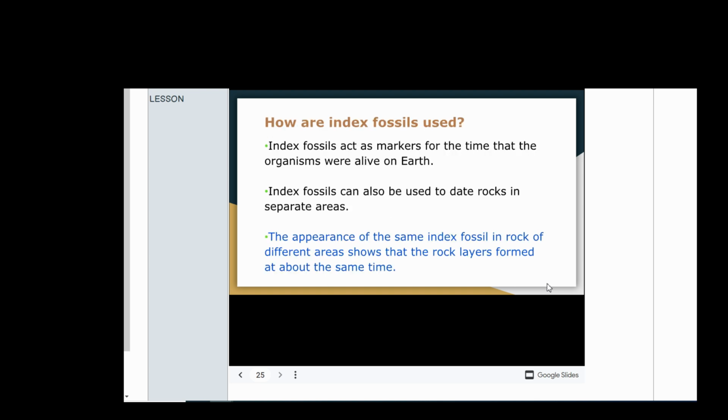They're going to be markers for when organisms were alive on Earth, and they can also be used to date rocks in separate areas. If you have an index fossil from an area that you know the time frame, if you find that fossil somewhere else, you know that that's going to be the same time frame.